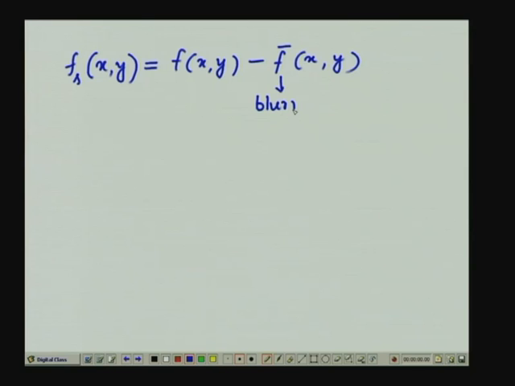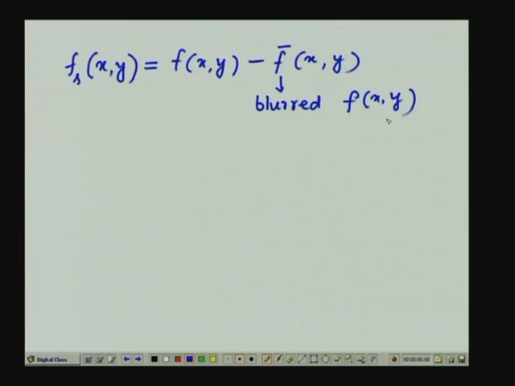So, by unsharp masking we mean, you know that for many years the publishing companies were using a kind of enhancement where the enhancement in the image was obtained by subtracting a blurred version of the image from the original image. So, in such cases the sharpened image was obtained as f_s(x,y). If I represent it by f_s as the sharpened image, then this was obtained by subtracting f(x,y) and f_bar(x,y).